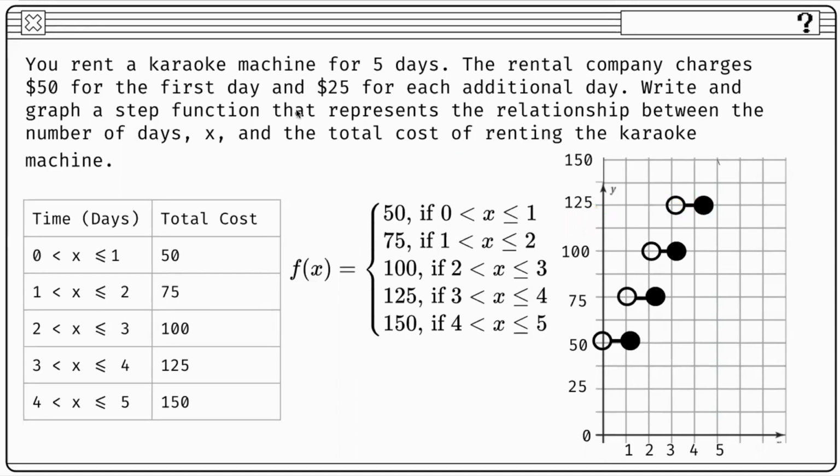And do that for your very last linear equation, y equals 150. The horizontal line will be here at 150. Our domain is 4 is less than x is less than or equal to 5. So you want an open circle at positive 4, a closed circle at positive 5 on the x-axis, and connect them. And here is your final step function written and graphed.